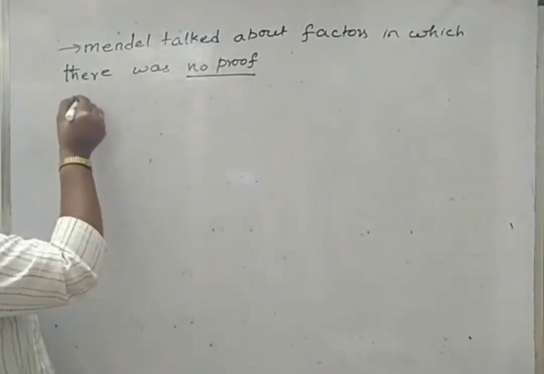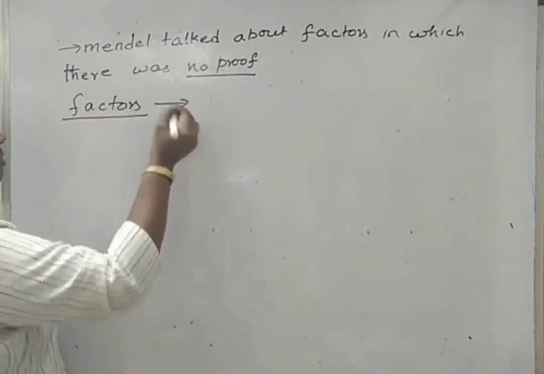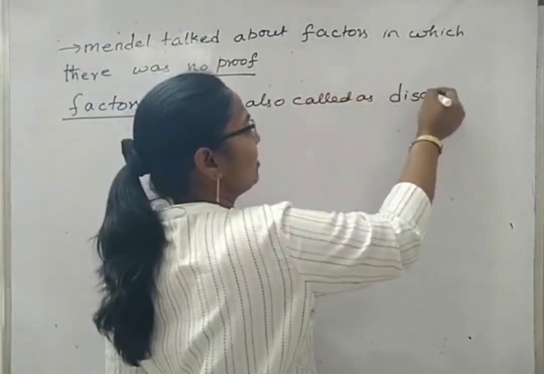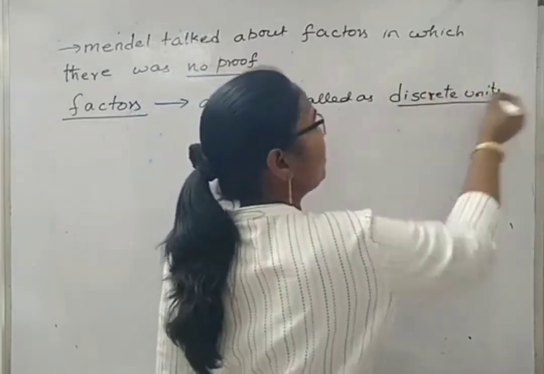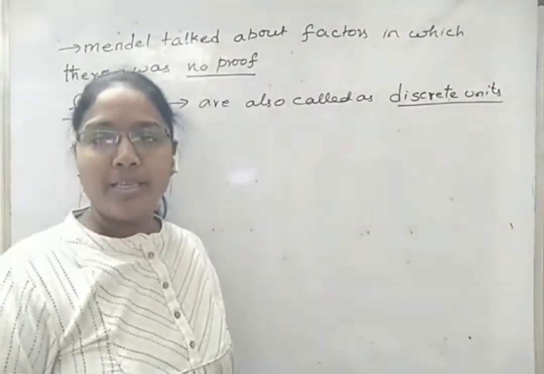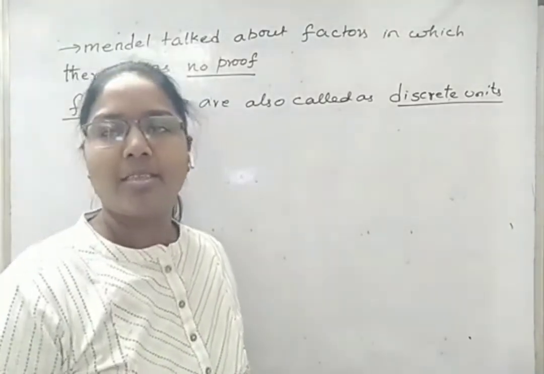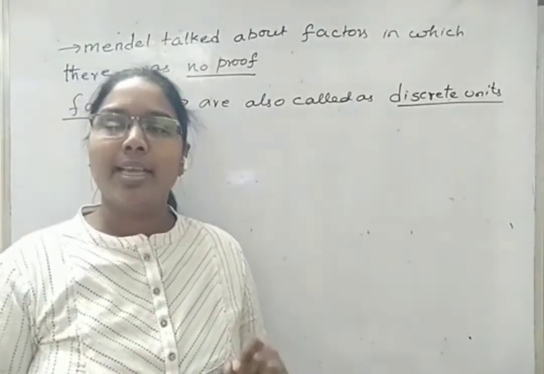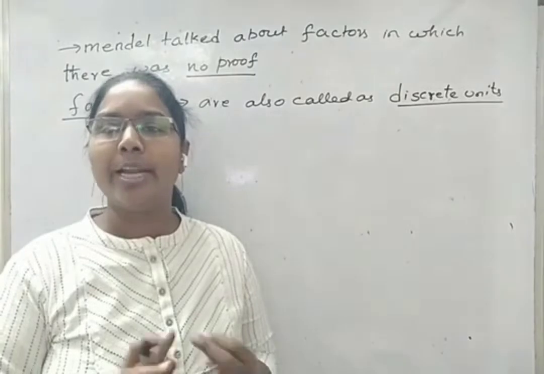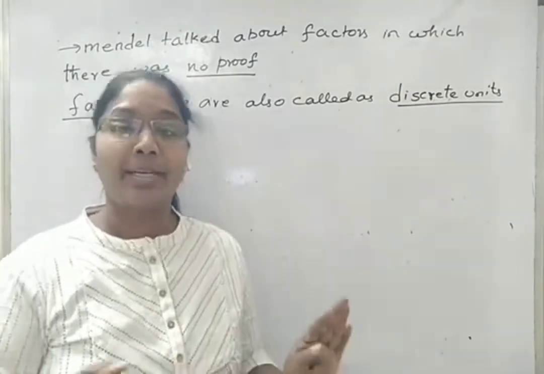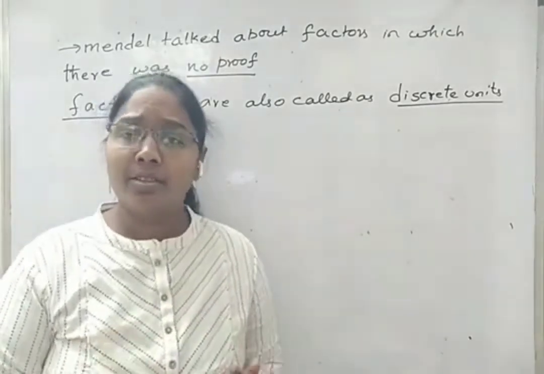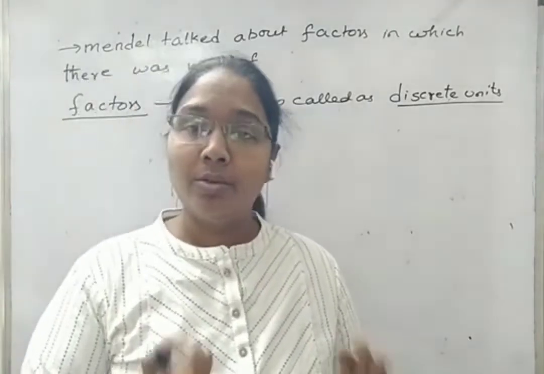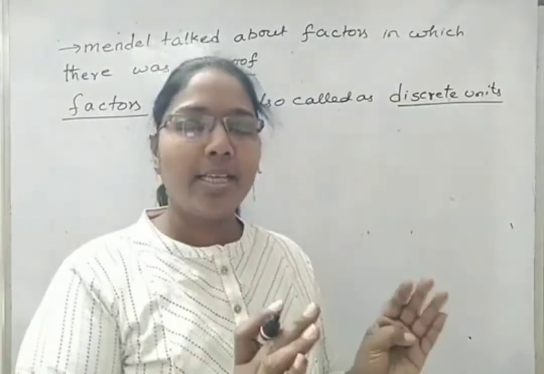Now, the term factors. Factors are also called discrete units. What is meant by discrete units? Discrete units means any of the genetic material. Now we are extracting some meanings from these technical terms. They are the separate forms of genetic material that can express themselves, though they are in homozygous form or heterozygous form, they get expressed separately. For example, when tallness, the phenotypic gene, a dominant gene, is mixed with a recessive gene, only the dominant gene gets expressed. It shows its own dominance.